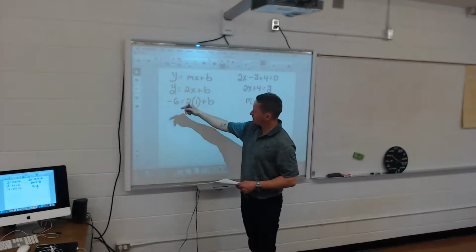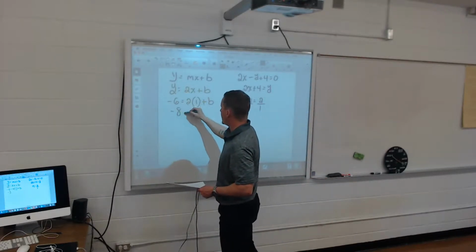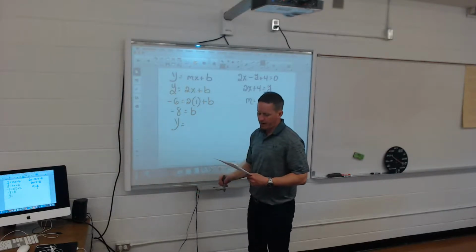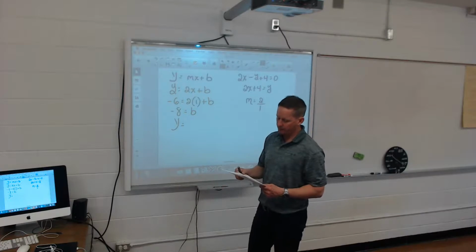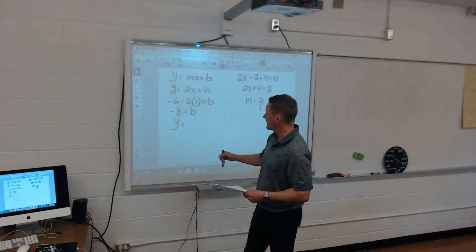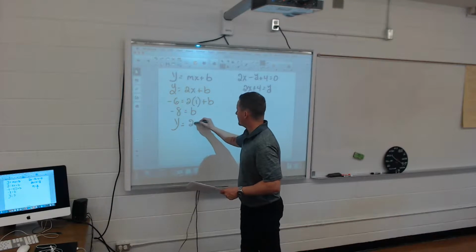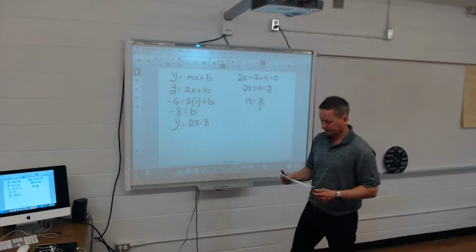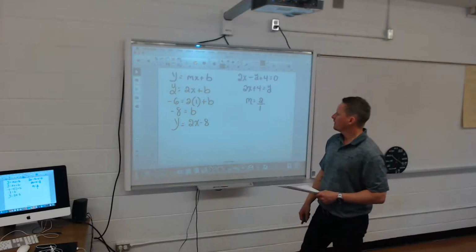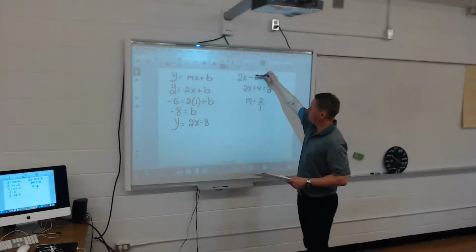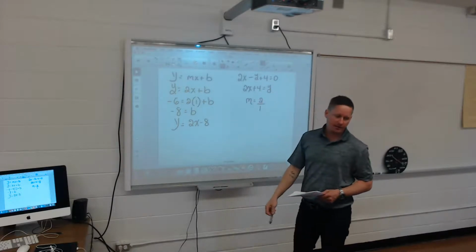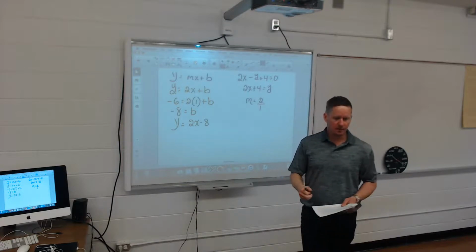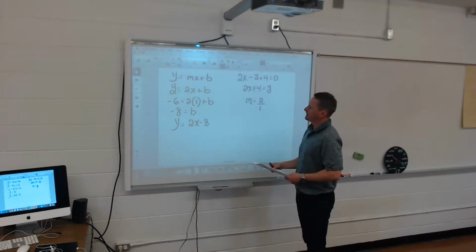2 times 1 is 2. I subtract it to that side. I get minus 8 equals b. So the equation of the line that is parallel to 2x minus y add 4 equals 0 and goes through 1 and negative 6 is y equals 2x minus 8. So the first thing I do is I find my slope out of the equation that was given to me. Knowing that parallel lines have the same slope, I go through that. Okay?